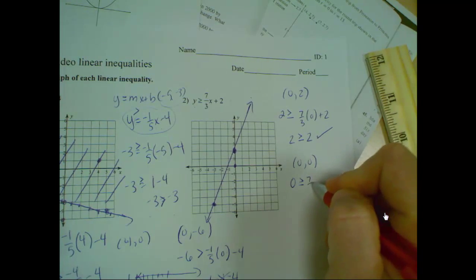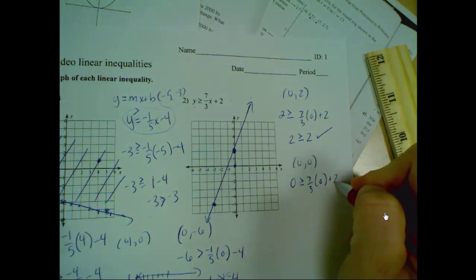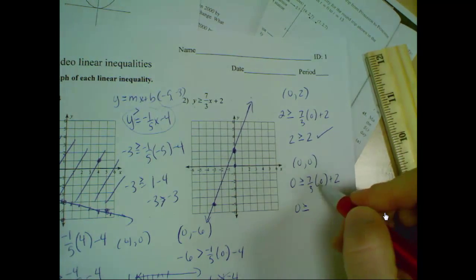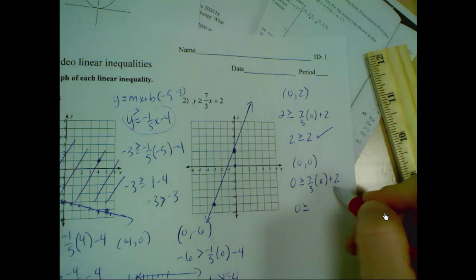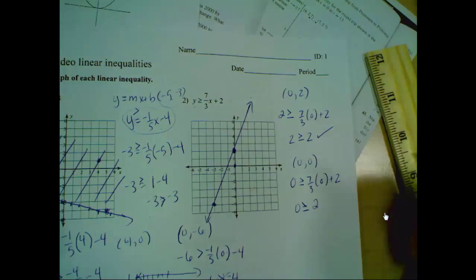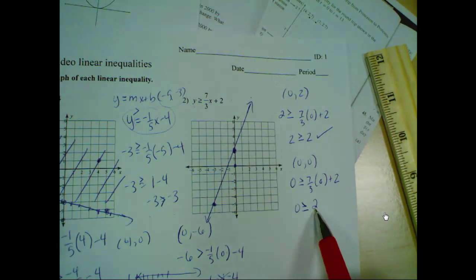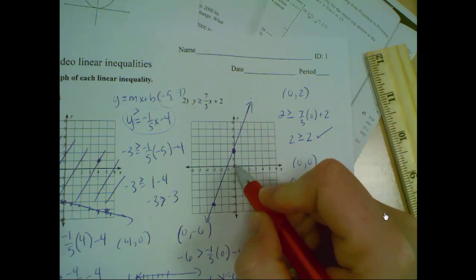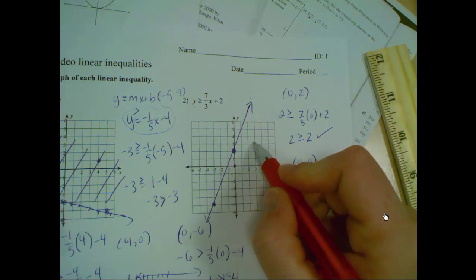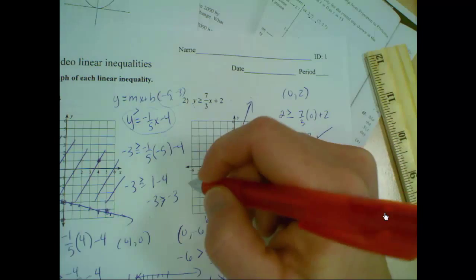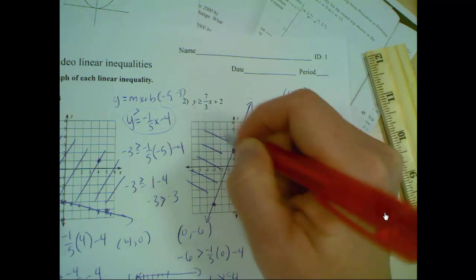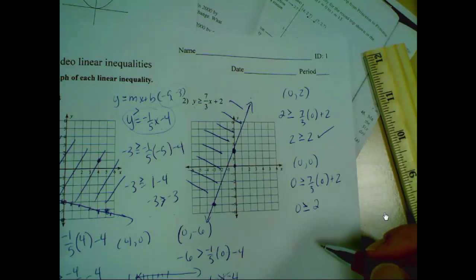0 is greater than 7/3 times 0 plus 2. 0 is greater than or equal to... 7/3 times 0 is 0, plus 2 is 2. Now here's where you have to understand the vocabulary. 0 is greater than or equal to 2. Is that true? No, 0 is not greater than or equal to 2. 0 is less than 2. So this point on the right-hand side of the line is false, which means all the points on the left-hand side of the line will be true.